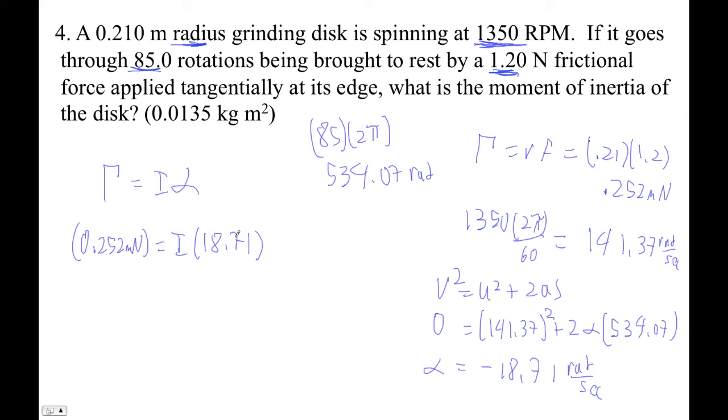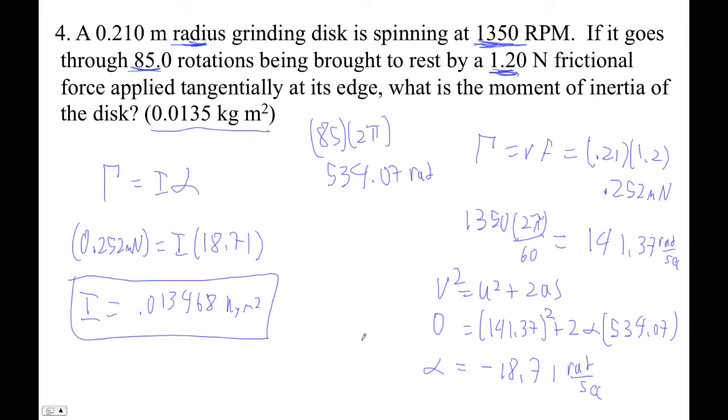Right, I'm going to store that in A, and 0.252 divided by alpha A is, I is equal to 0.013468 kilogram meters squared. All right. Yes, that's what we got on here too. That's good news. Would it round that way? It would. Oh, happy day.